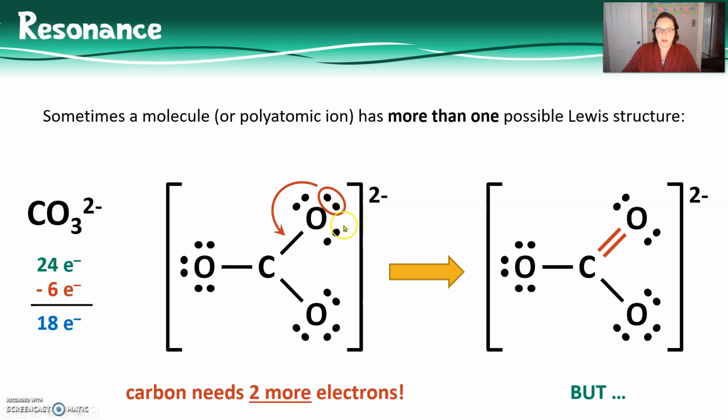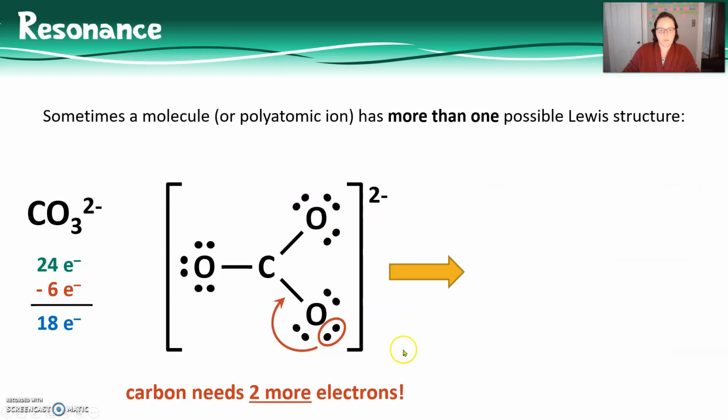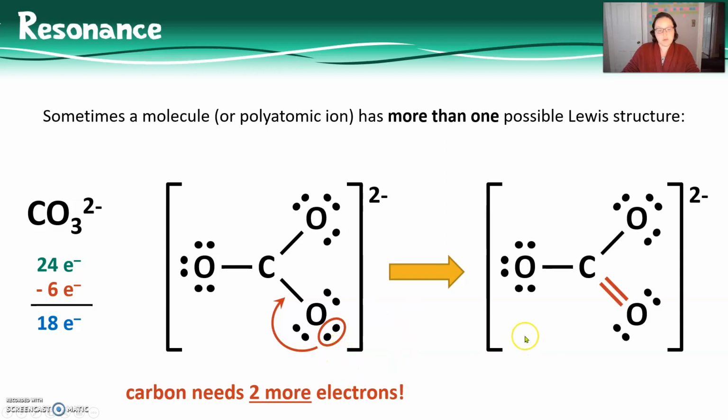Here we used a lone pair on the upper right oxygen, but what if we instead moved a lone pair on the lower right oxygen to form a double bond? This new structure is just as valid as the first and represents a different structure as a different oxygen atom now has a double bond.